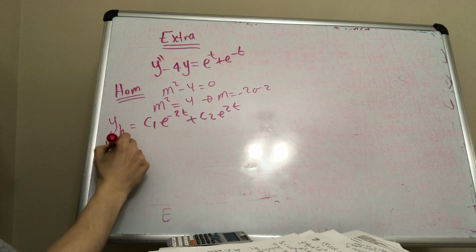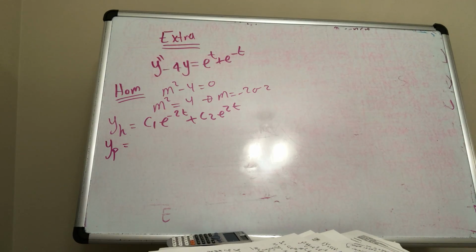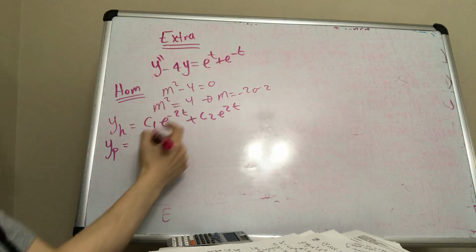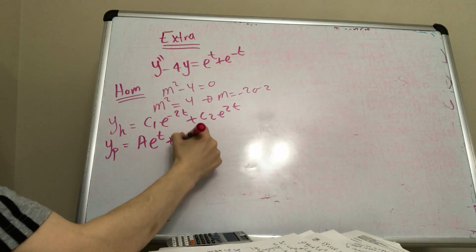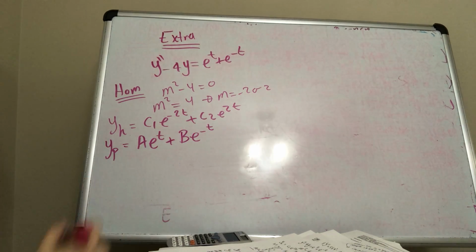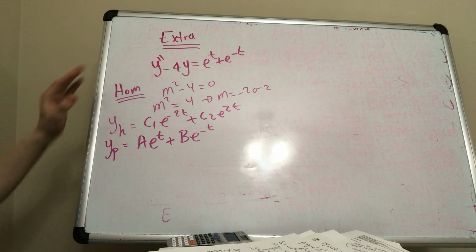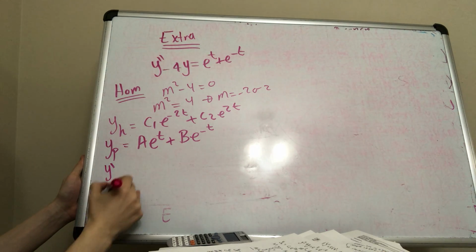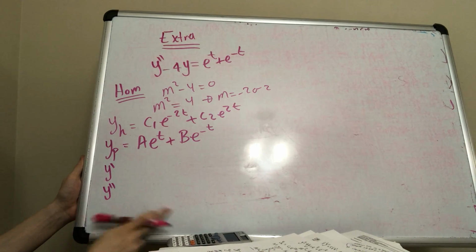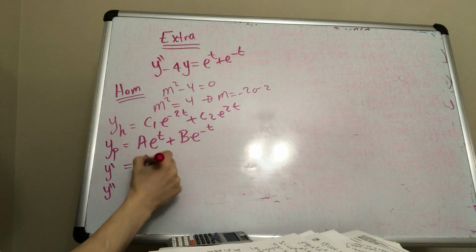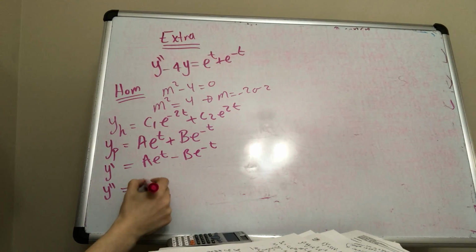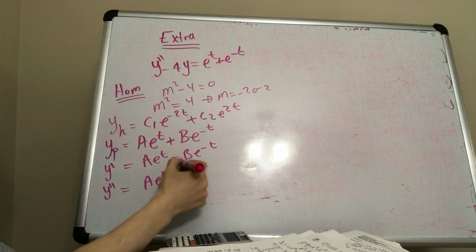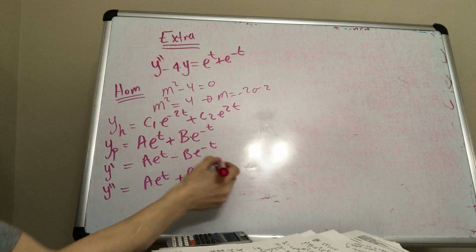So yp, since this one is e to the t, we give it a letter a. This one as well, we give it a letter b. So that's your yp. To be able to use this, I need the first derivative and the second derivative. First derivative would be a e^t minus b e^(-t), and the second derivative will be this.